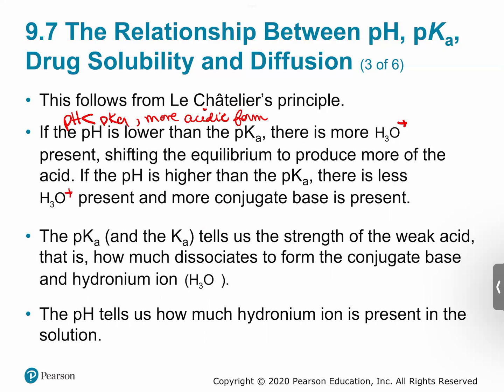The pKa and the Ka, so the Ka, it tells us the strength of the acid, how much it ionizes, dissociates in solution, and forms that conjugate base that's paired with that acid. Okay, so it tells you how much dissociates to form the conjugate base and the hydronium ion. And the pH tells us how much hydronium ion is present in the solution. So how much?